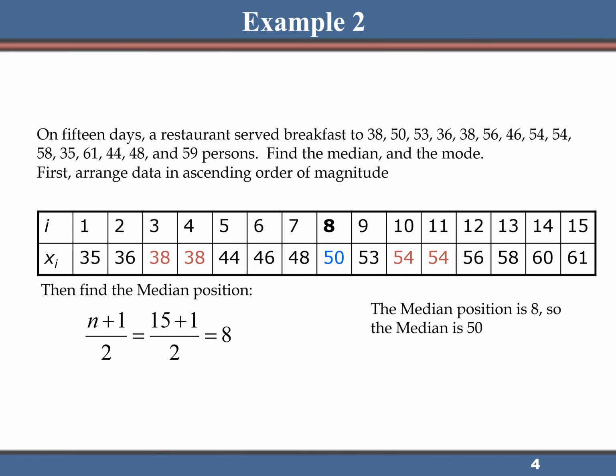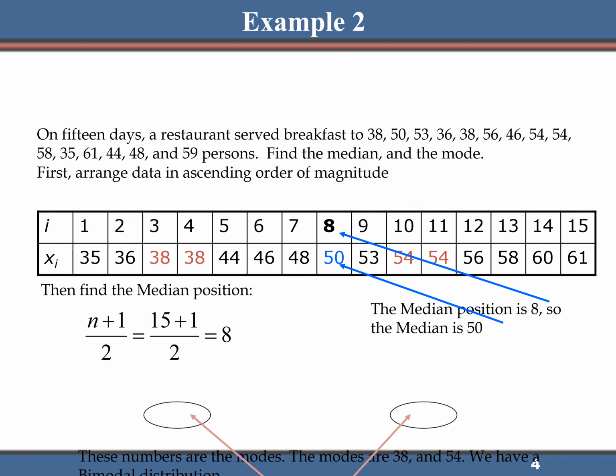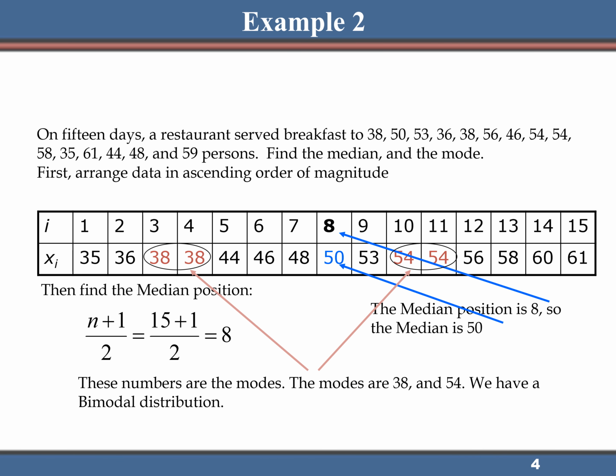In this example, the number of people served at a restaurant in 15 days are given. To find the median, we arrange the data in increasing order. The median position is 15 plus 1 divided by 2, which is equal to 8. So 50 is the median number of people. The mode is the value that occurs with the greatest frequency. In this example, there are two modes, 38 and 54. We say that the data has a bimodal distribution.